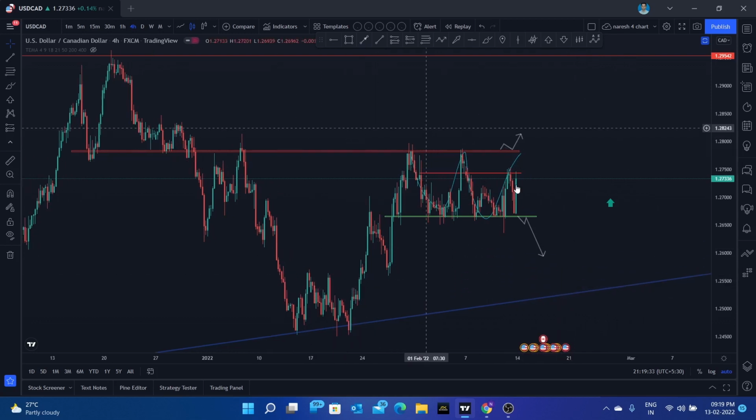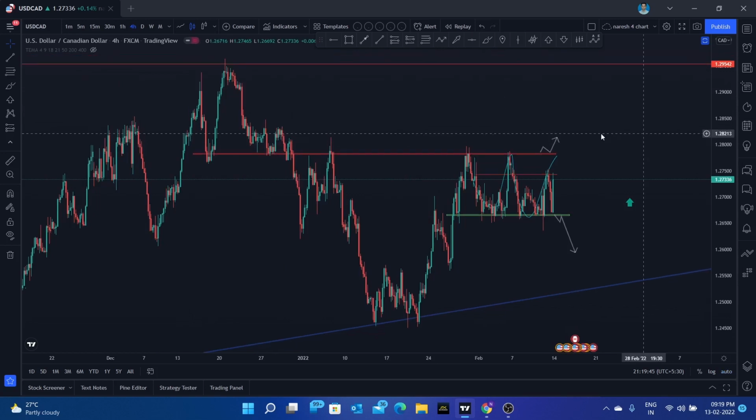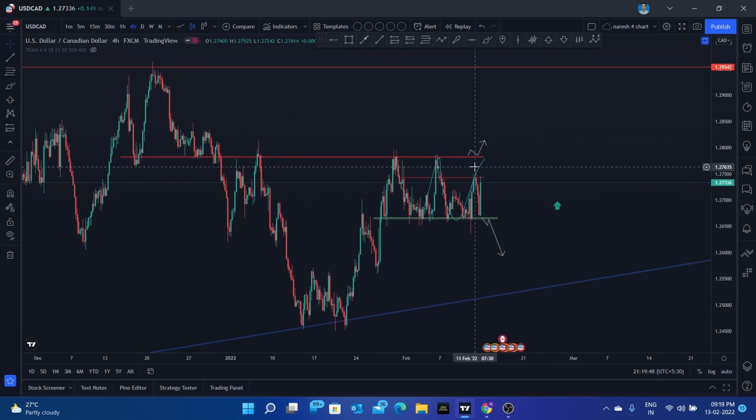So USDCAD, guys, we are having different kinds of trades. We are having a consolidation trade, an up trade and a down trade, so a lot of potential is there in USDCAD. So trade wisely, guys. Wait for the proper signal to happen, and then you can go for the entry, guys. So that would be for USDCAD.